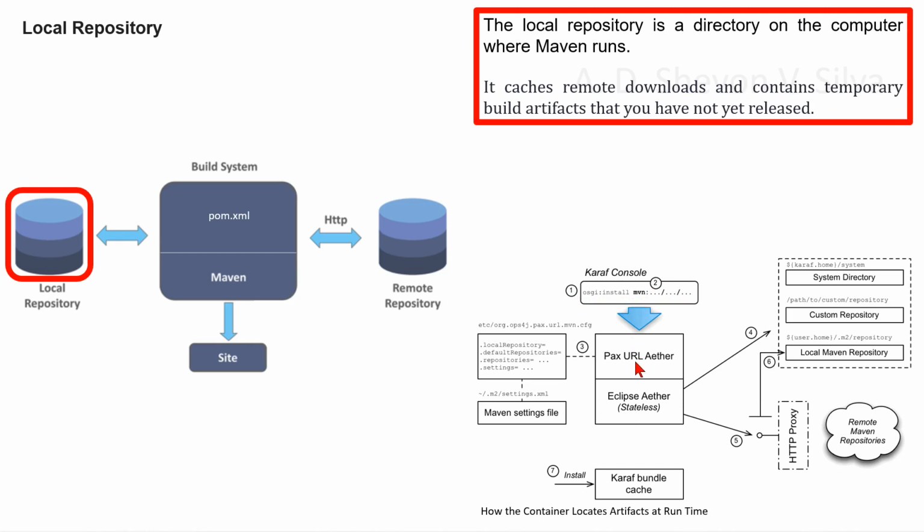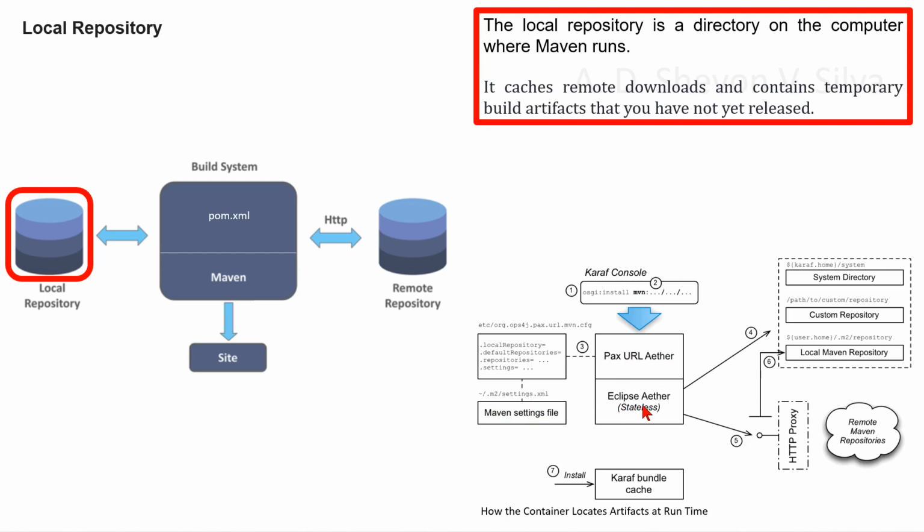And the Karaf console is connected to PAX URL Aether, and step 3, the PAX URL Aether interacts with etc. org.ops4j.pax.url.maven.config here. You can see local repository equals and default repositories and repositories settings, etc. And this CFG interacts with the .m2 settings.xml Maven settings file.